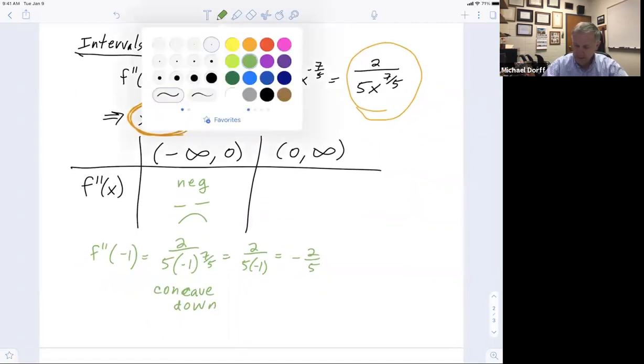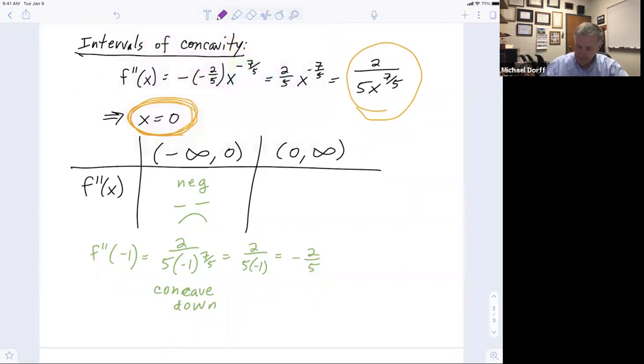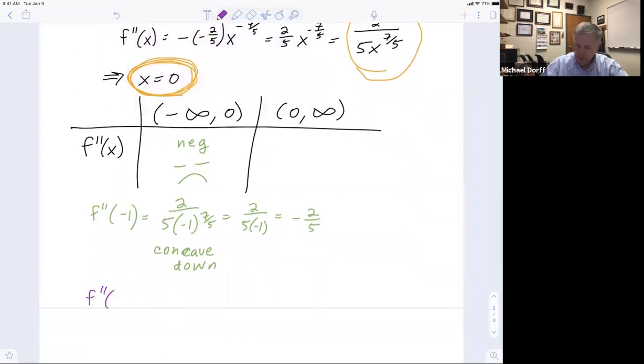All right, if I do the same thing for the second derivative at 1, I'm going to get 2 over 5 times 1 to the 7/5, and that's going to be greater than 0. So this is positive, and it's going to be concave up.